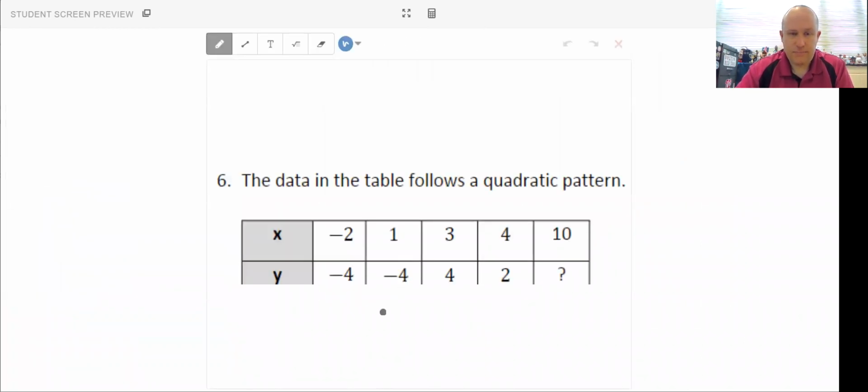And question 6. Now, this is not exactly the same question that you have on yours. It's very similar. Yours actually has -46 here. So there's a slight change. I've changed this to -4. So it tells you it's a quadratic pattern, and we have to figure out what this number is here.